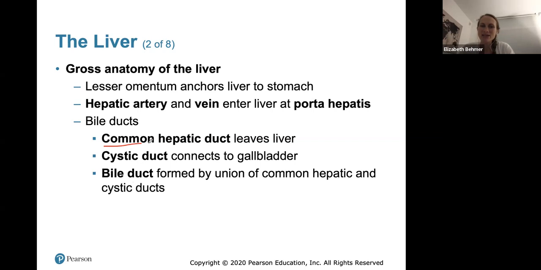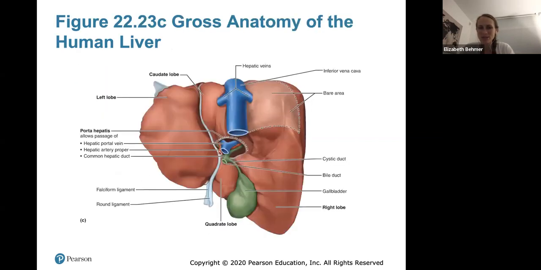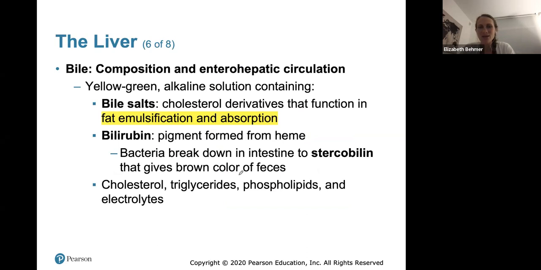The common hepatic duct leaves the liver. The cystic duct connects it to the gallbladder. And then the bile duct is what's formed when the common hepatic and cystic ducts join together. So reviewing some of that duct system nomenclature will be important as well. So then let's talk about bile and why bile is important. It's yellow-green, it's an alkaline or basic solution, and it contains what we call bile salts, which are cholesterol derivatives. What they do is they function in fat emulsification and absorption of fat.